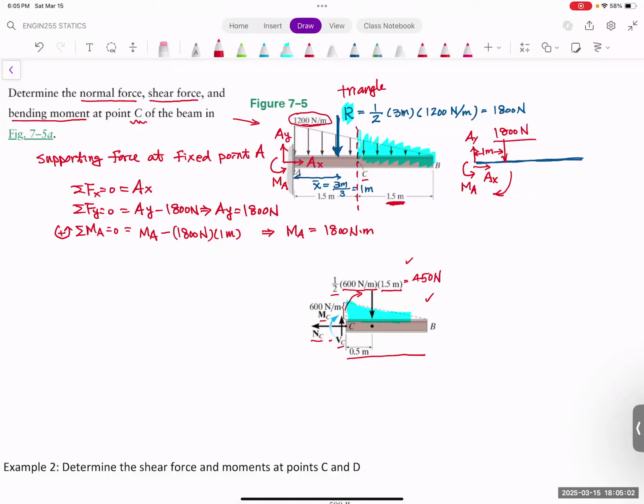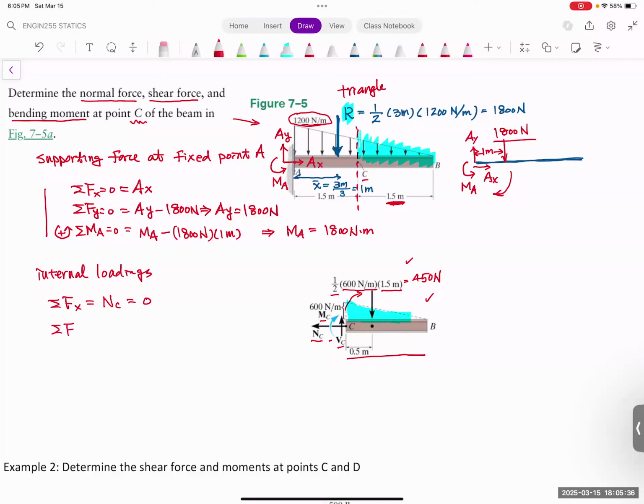Once you have this, we can determine the internal loading similar to the previous one at here. So let's look at the internal loading. First, we look at the summation F of x, and we only have one force in the x direction, which is the N sub C, and that's equal to 0, because there's nothing else in that direction. So this is our internal axial loading, which is equal to 0.